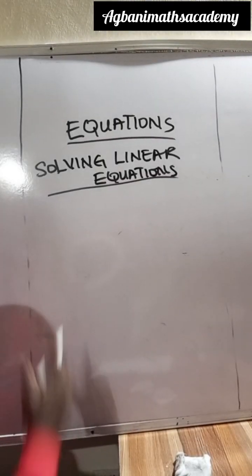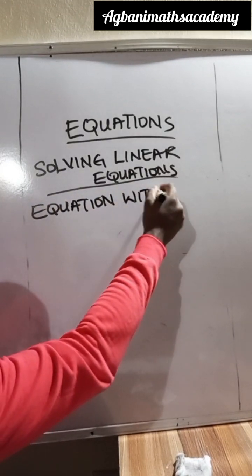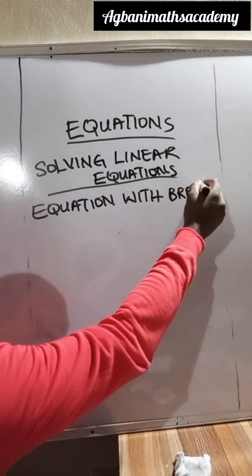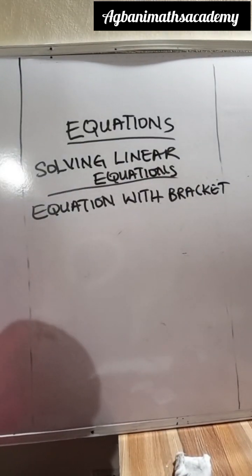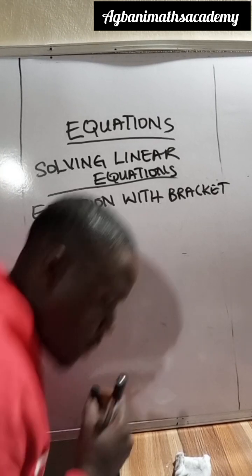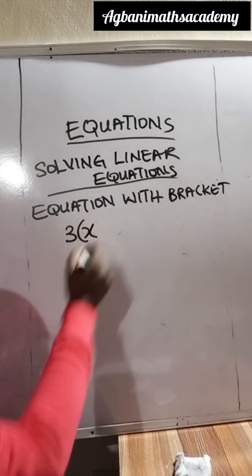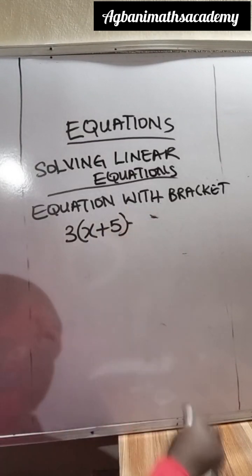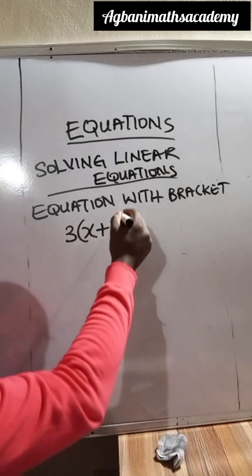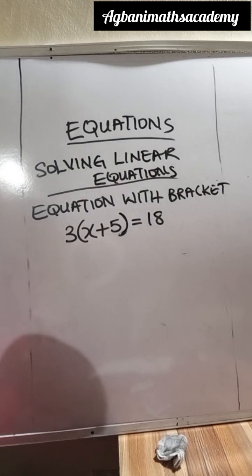Equation with bracket. Sometimes you might see an equation that contains a bracket or brackets. The equation might have one bracket or more than one bracket. So let's look at an example. You have 3 into x plus 5 is equal to 18.